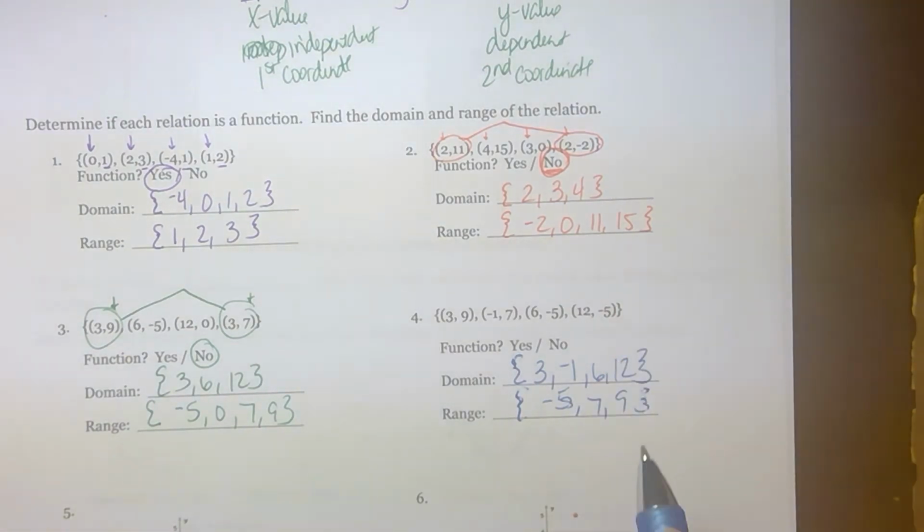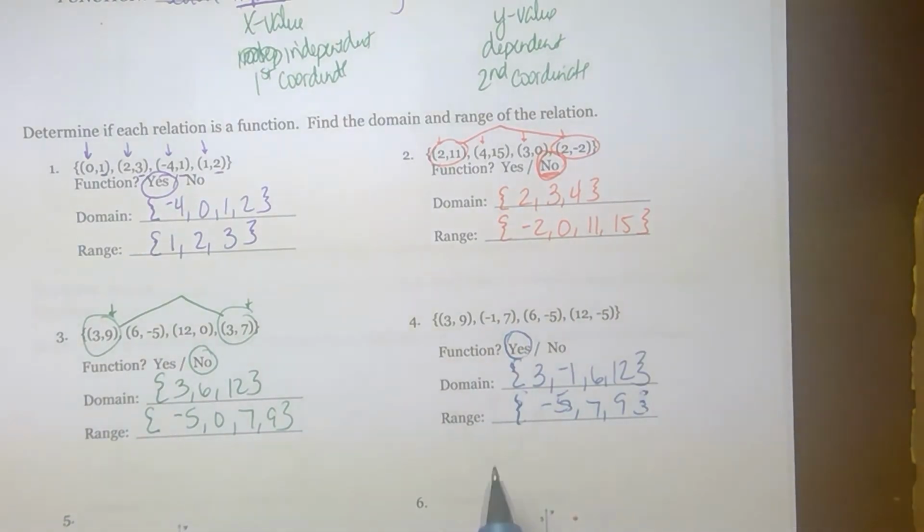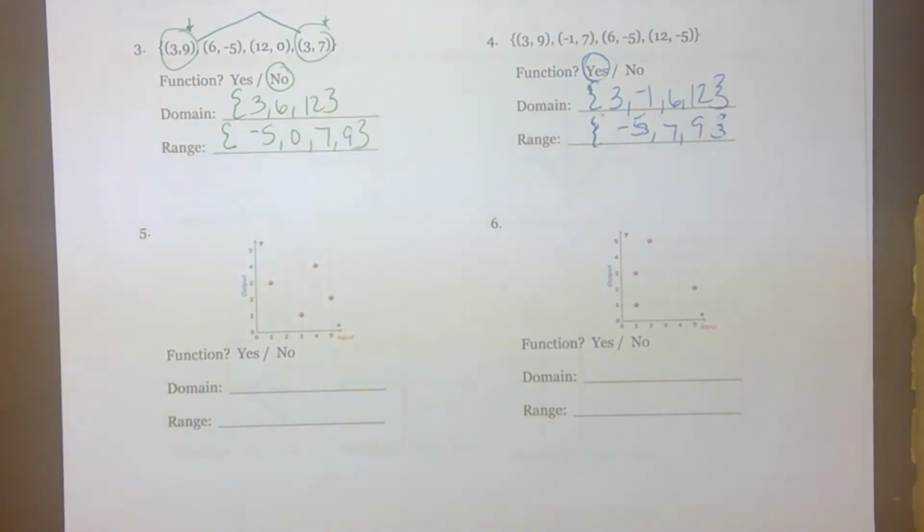So I have a repeated y value in number 4. Does that mean this relation is not a function? It does not mean that. It is a function because each of my x values is unique and each x value is assigned to only one y value.